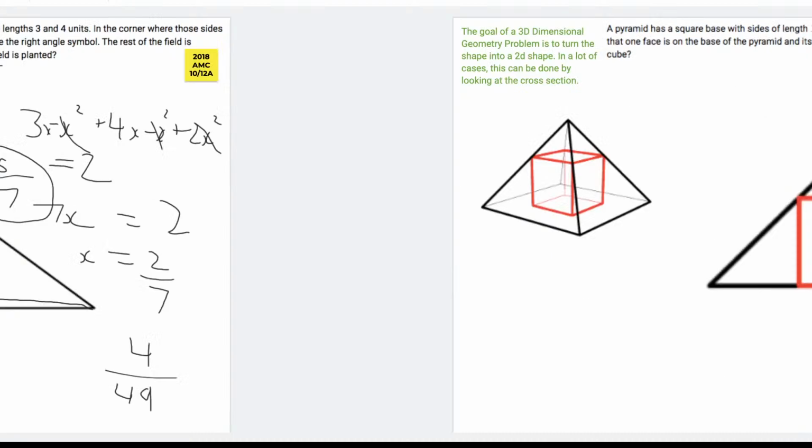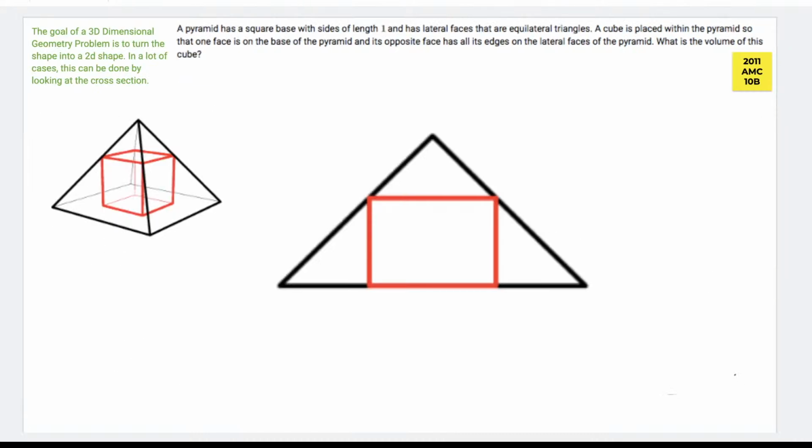So now let's move on to a 3D problem. The goal of a 3D problem is to turn it into a 2D shape. In most cases, this can be done by looking at the cross-section. The only part that you have to be careful about is realizing what to take the cross-section of. So in this problem, we're going to learn that part.